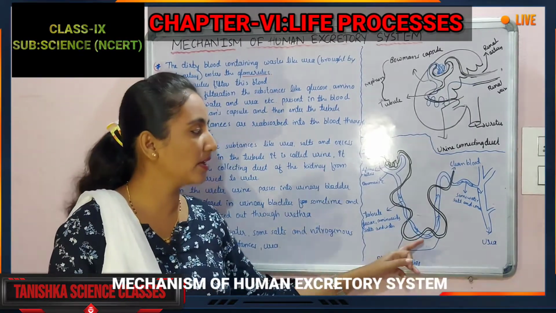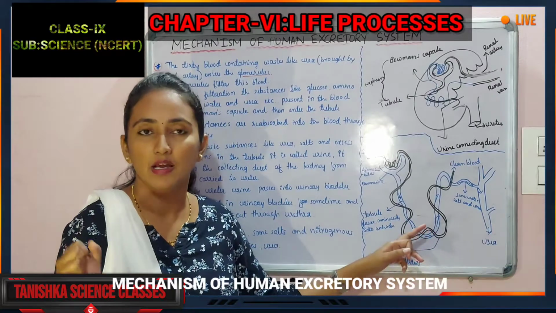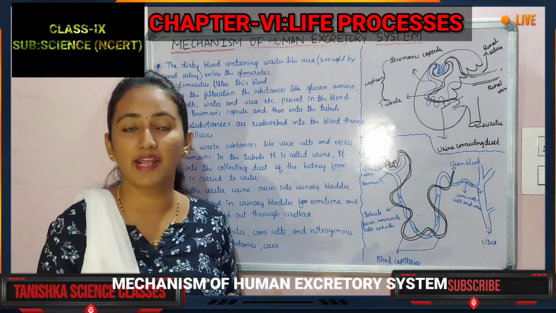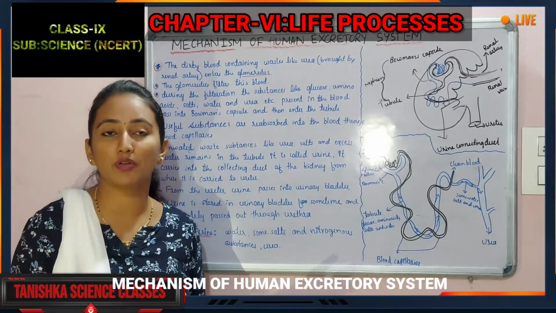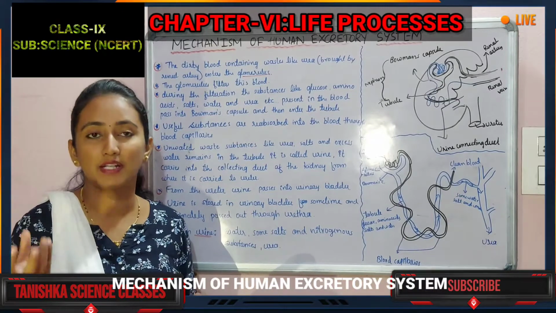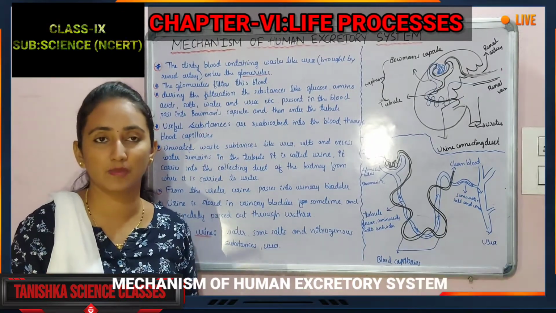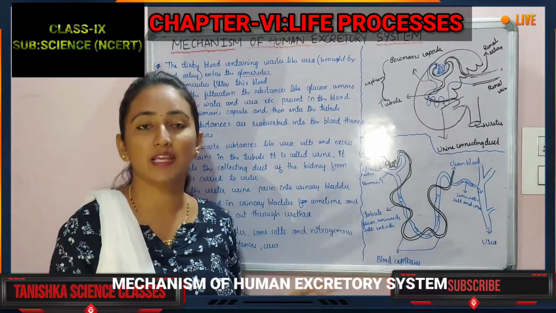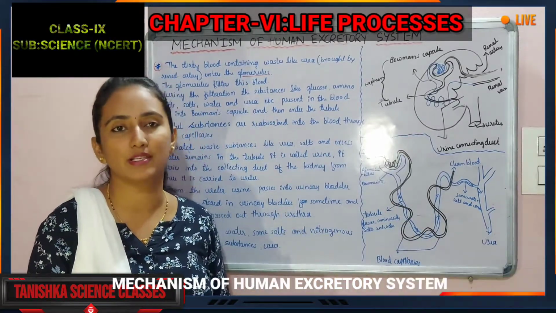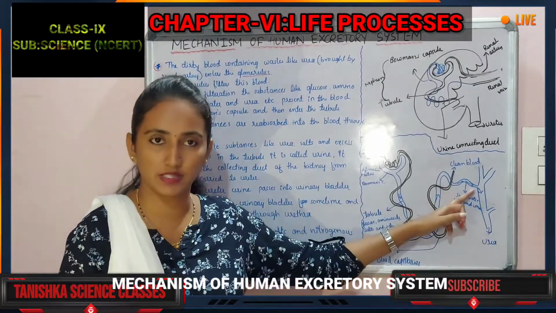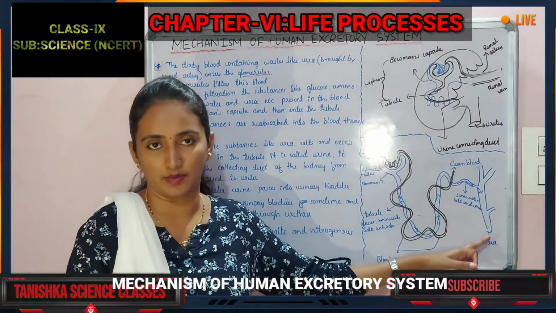Next, nothing will remain in the tubule except excess water, the unwanted substance called urea, and a little amount of salts and some other things. That is nothing but a yellowish liquid called urine. Through the tubule, urine will be passed into the ureter.